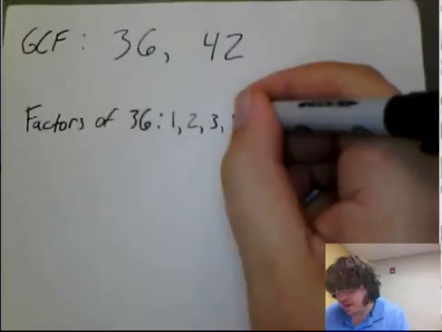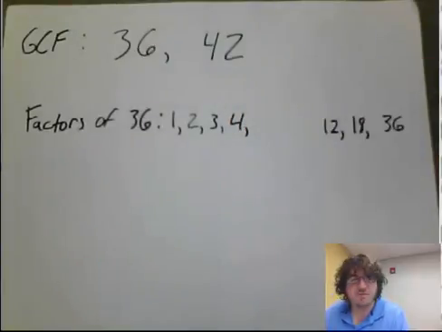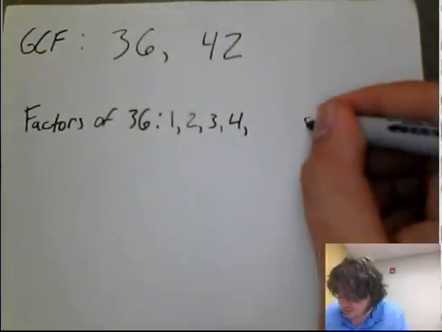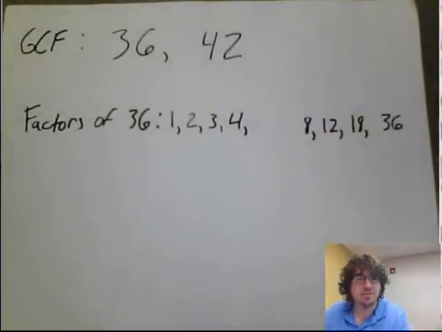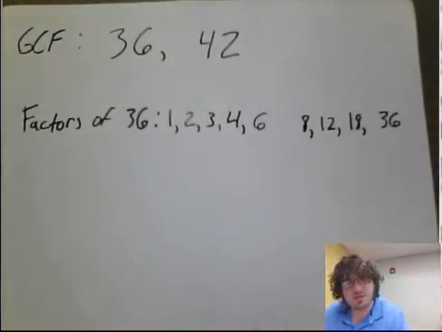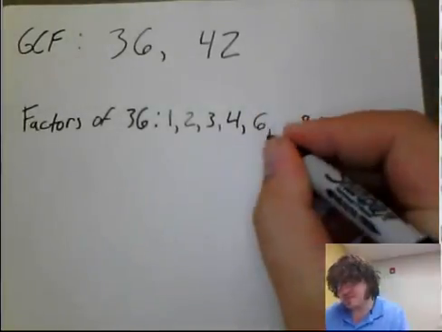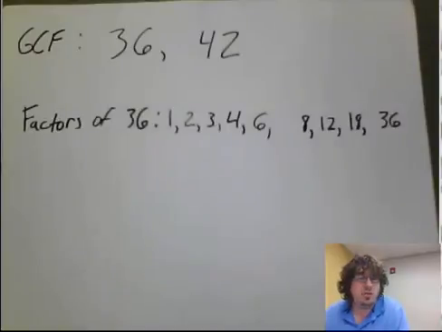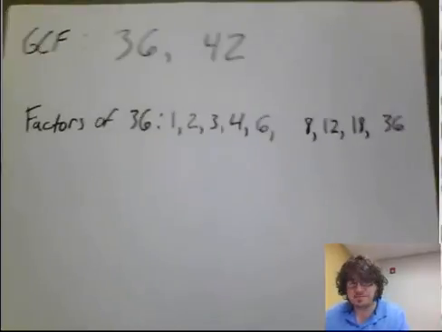36 is also divisible by 4. So 4 is a factor. Well, 4 times what gives us 36? Well, 4 times 9 gives us 36. Okay, is 5 a factor of 36? No, but 6 is. 6 is a factor of 36. 6 times what gives us 36? Well, 6 times 6 does. So we don't have to write it twice, we can just write it the once.